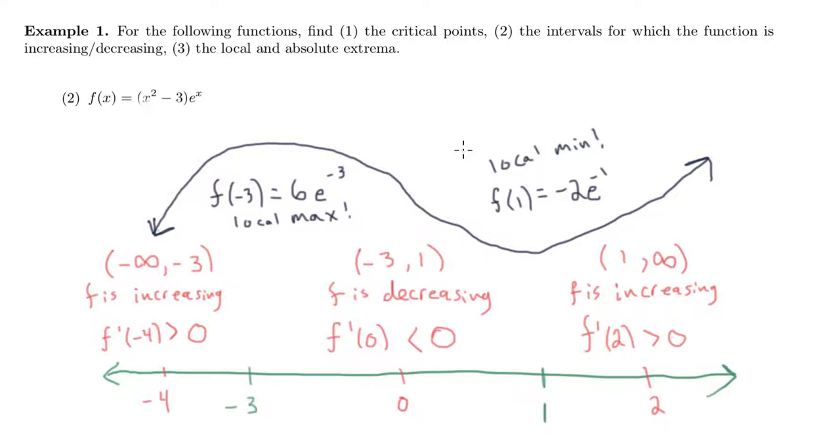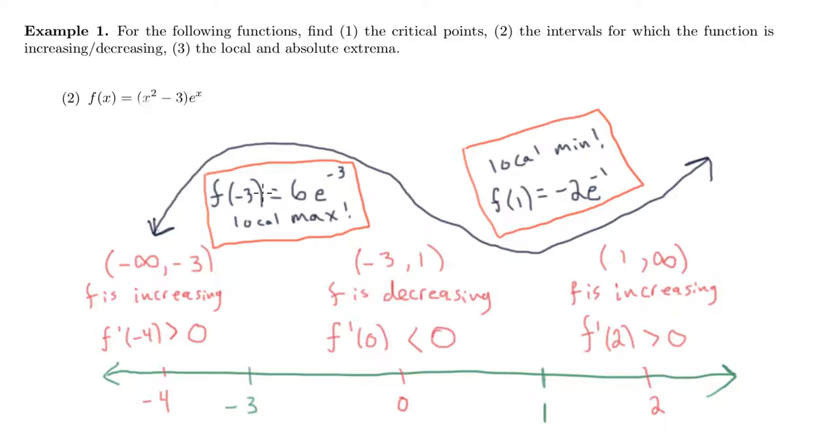Okay, so we've identified the local extrema. Our candidates were where our critical points were, x equals negative 3 and x equals 1. And we just tested to see whether the function was changing from increasing to decreasing or decreasing to increasing using the first derivative test. That told us the local extrema. Okay, so now what do we need to do? Well, we need to see whether or not one or both of these are absolute extrema.